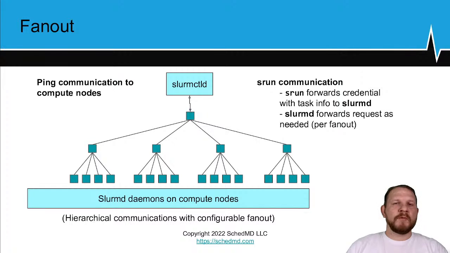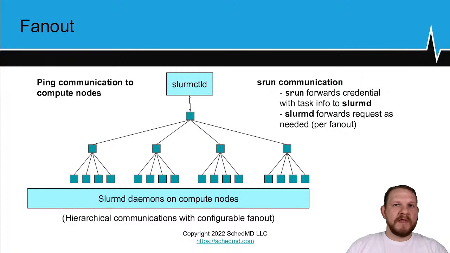With fanout, the Slurm controller, instead of communicating with every single Slurmd out there, is able to fan this out. So it might go to 10 Slurmds, and each of those would go to 10 Slurmds, and they would all go to 10 more, forwarding that communication throughout the environment to offload that from the Slurm controller.